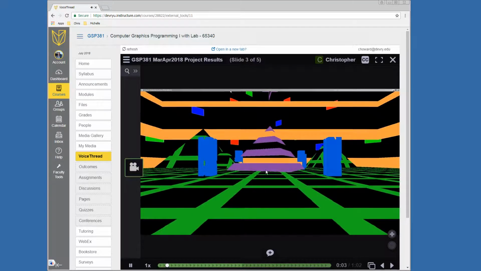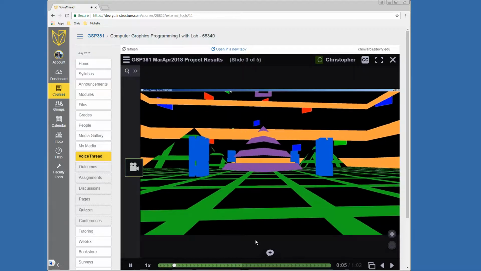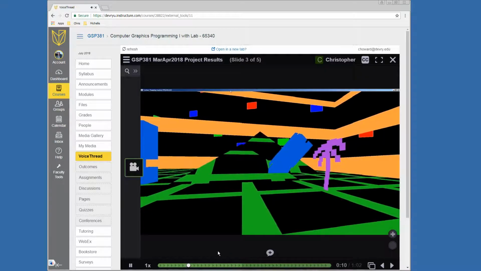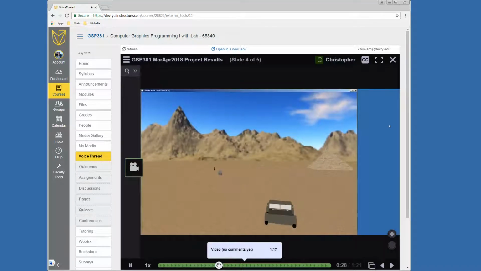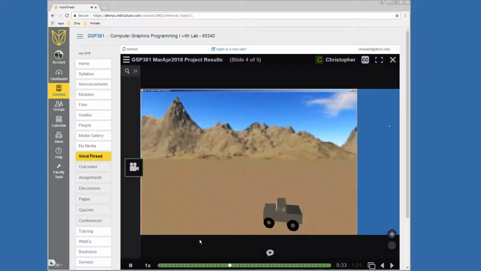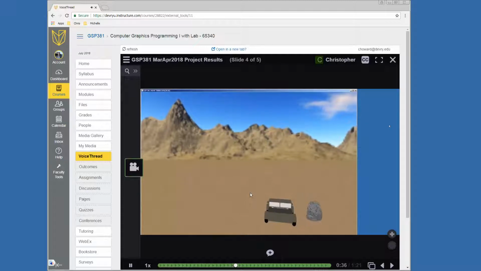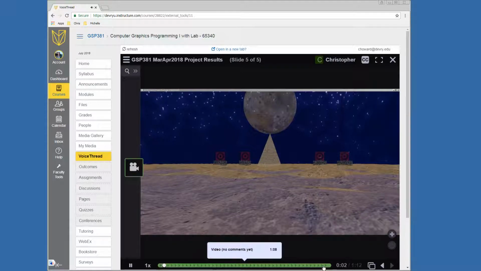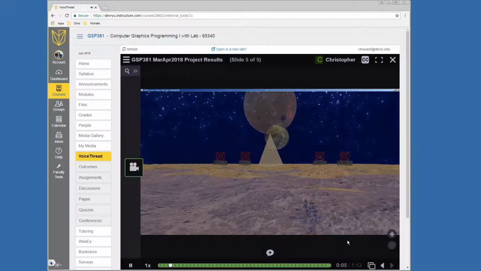Here's an interesting colorful world that involves texture mapping and transparency. Here's another one that involves a vehicle and driving around collecting things. Again, 3D objects and texture mapping. And here's a space type scene, and you can actually shoot the targets, and you can see the transparency there as well. So this is just a couple of examples of work that students have done in the past.